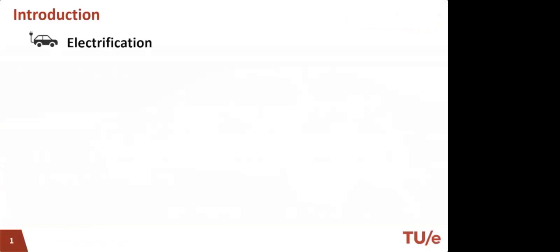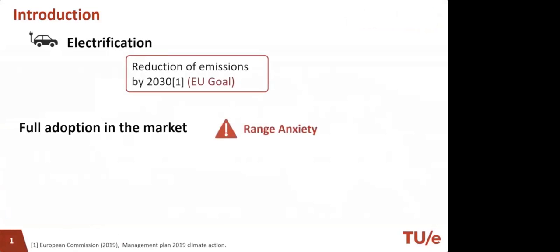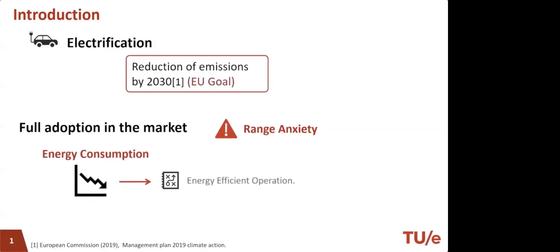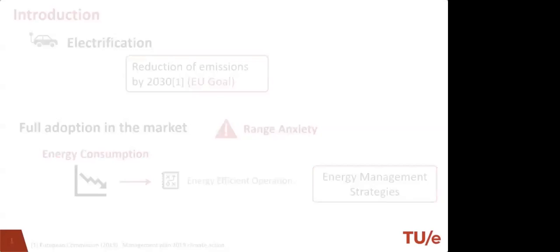Electrification of the automotive sector has become an important tool to reduce CO2 emissions. Logically, this can only be achieved if this technology is fully adopted in the market. Unfortunately, to arrive to this point, we still have to overcome several problems. For instance, range anxiety. One way to mitigate this issue is to reduce energy consumption by means of energy-efficient operation. This implies the design and implementation of energy management strategies which are obtained as solutions to optimal control problems.